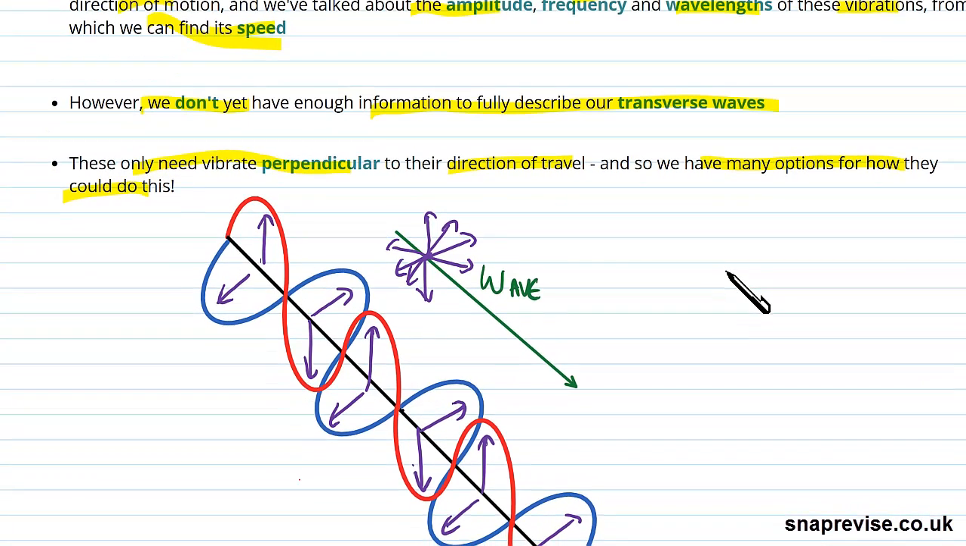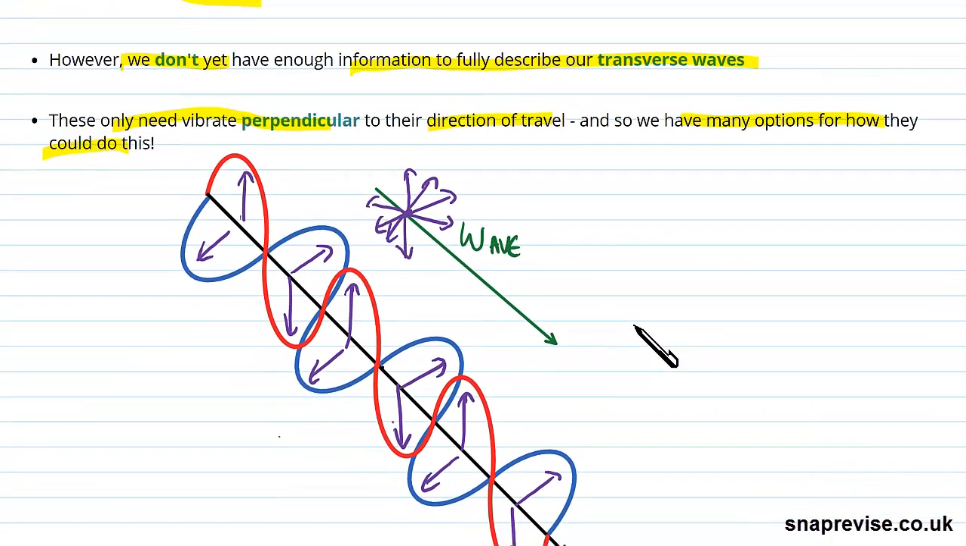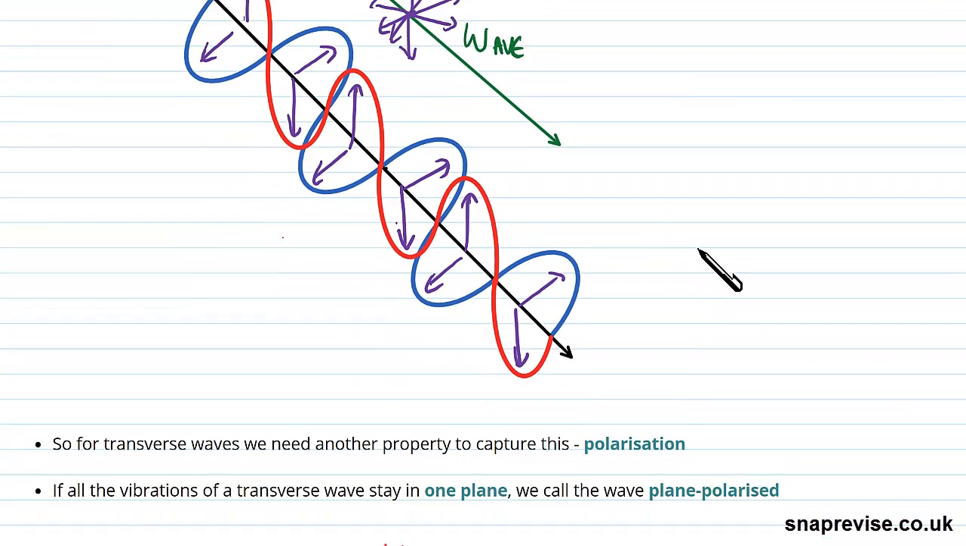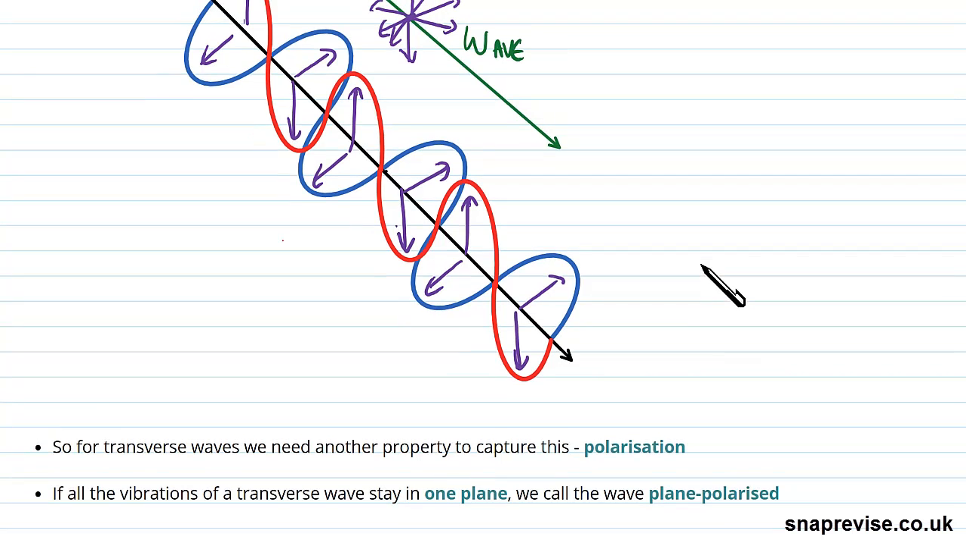And so if we actually want to talk about what a wave's doing, we need to introduce this concept of polarization. And the key thing is that this exists only for transverse waves. So for transverse waves, we need this property called polarization, which describes how they're vibrating.